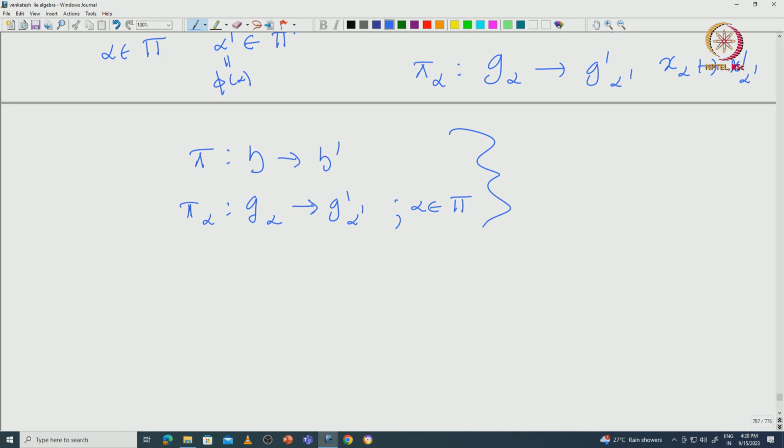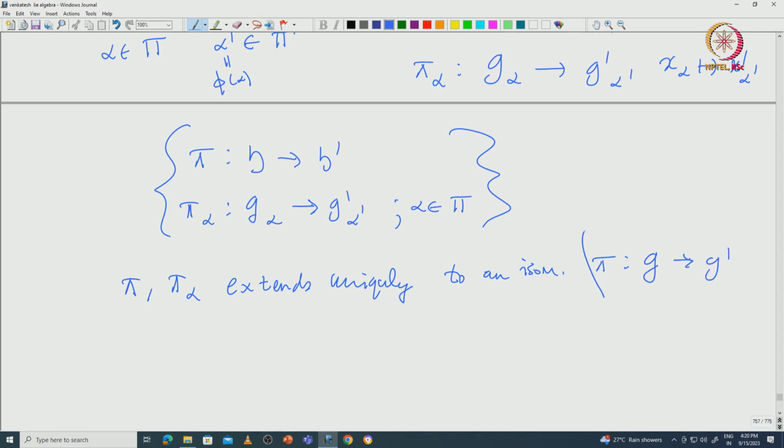So, that is why one expects that once these maps are given, then this can be extended. All this pi and pi alpha extends uniquely to one isomorphism, again we call it pi, from G to G dash.